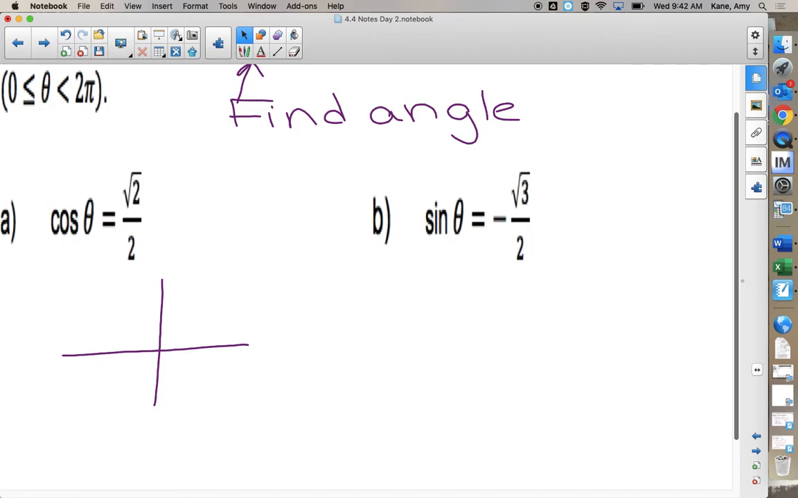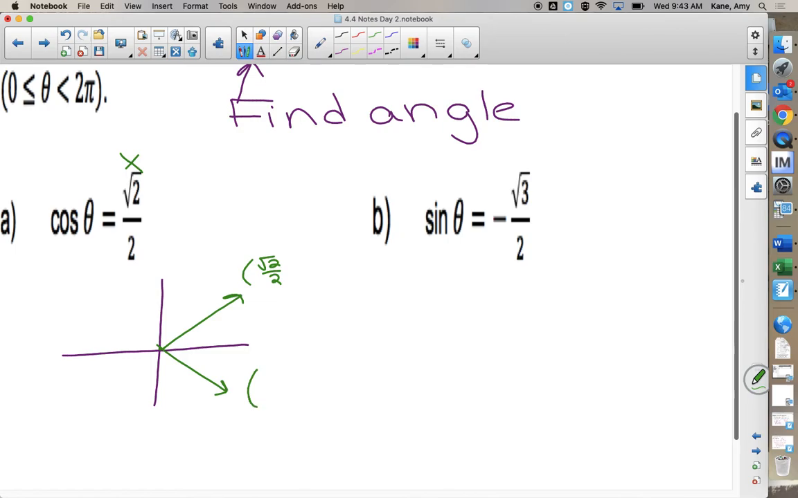So the first thing we have is cosine. Is cosine x or y? X. So this is my x value. And that x value is positive or negative? Positive. Okay. So if we have a positive square root of 2 over 2, where is x positive at? First quadrant. Right. So I know we have a positive x in the first quadrant, and we have a positive x in the fourth quadrant. I also know that the y is positive in the first quadrant, but negative in the fourth quadrant. So that would be my ordered pair.